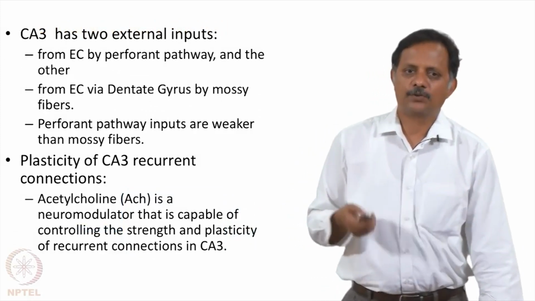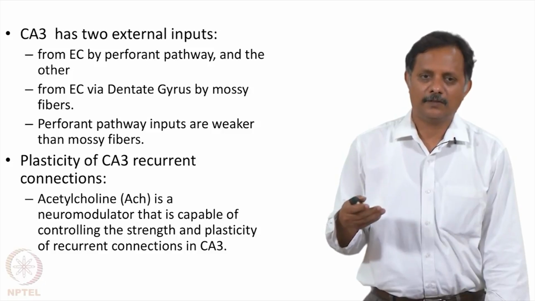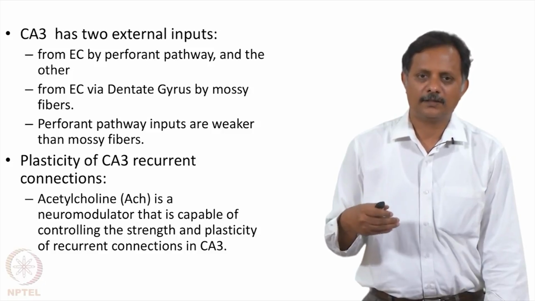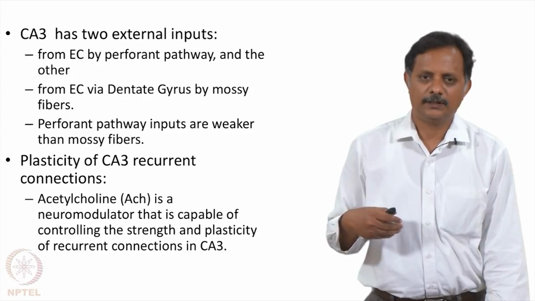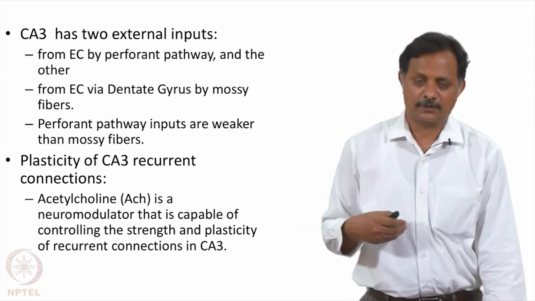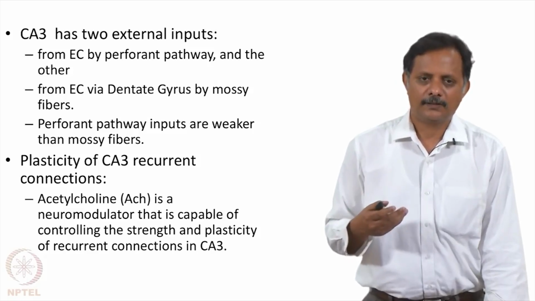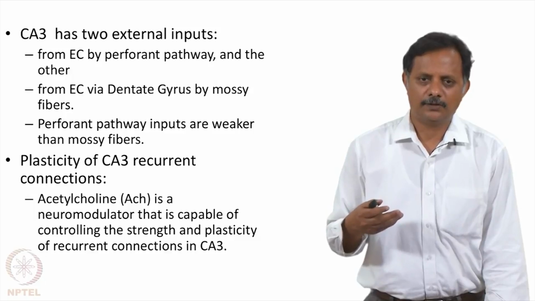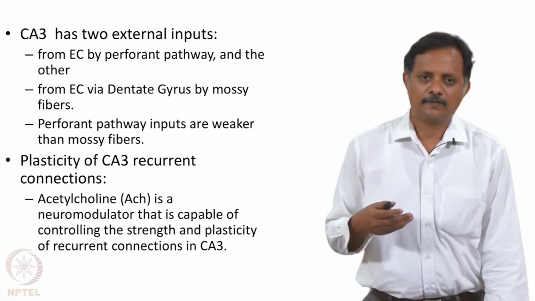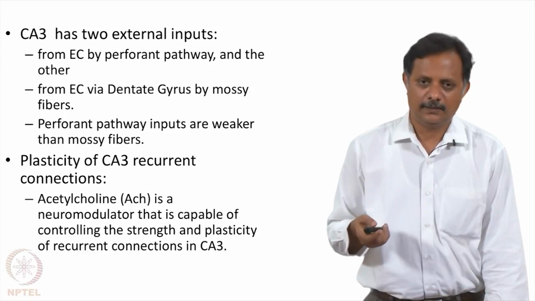Now, CA3 has two external inputs: one from EC via the perforant pathway, and the other from EC via the dentate gyrus by mossy fibers. Perforant pathway inputs are weaker than mossy fibers. Now, if you come to plasticity of CA3 recurrent connections, acetylcholine, a chemical which is also a neuromodulator, is capable of controlling the strength and plasticity of recurrent connections in CA3.